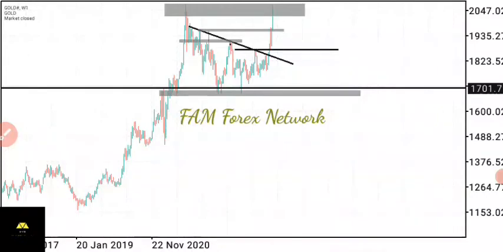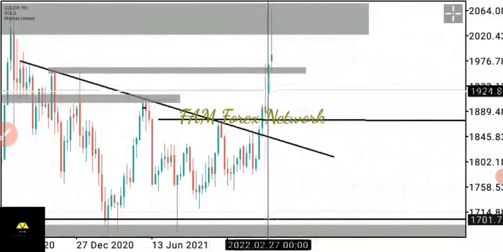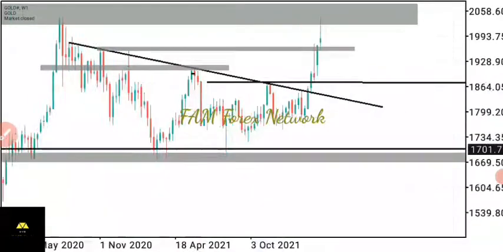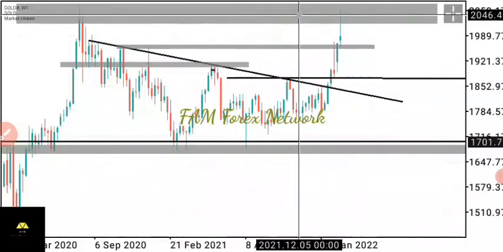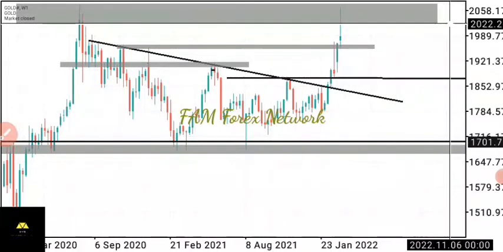So we can see that on the weekly time frame, gold gave us a real good test this past week. Gold tested this particular resistance on the weekly time frame, and it gave a good rejection.